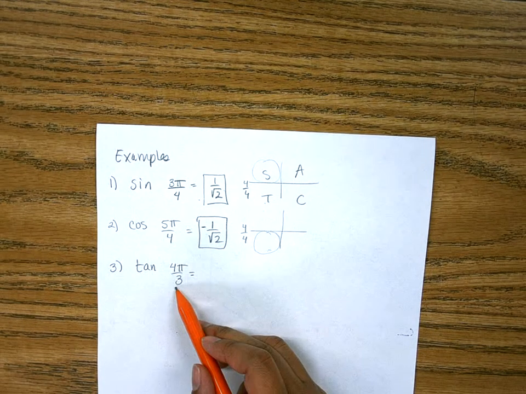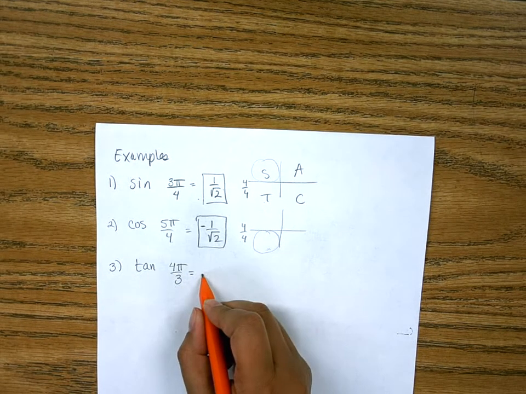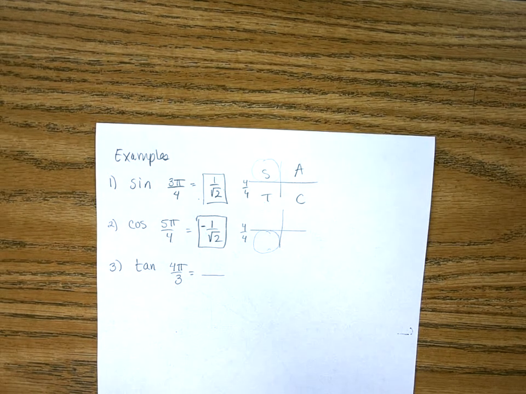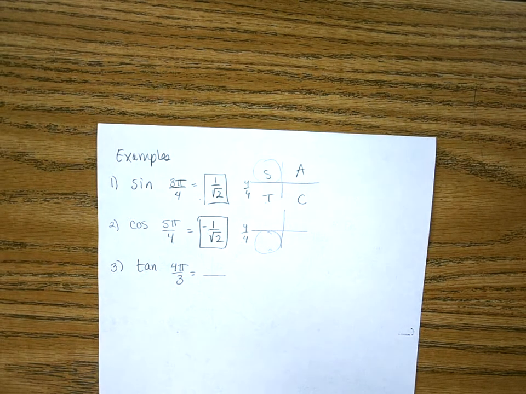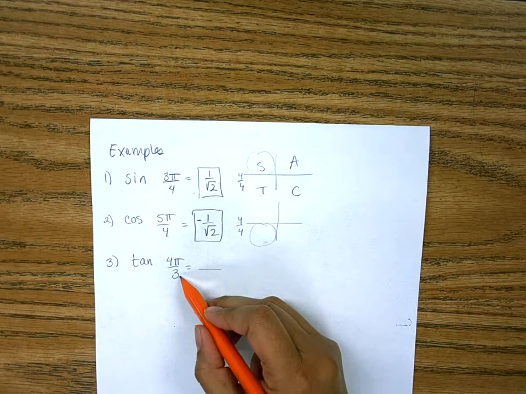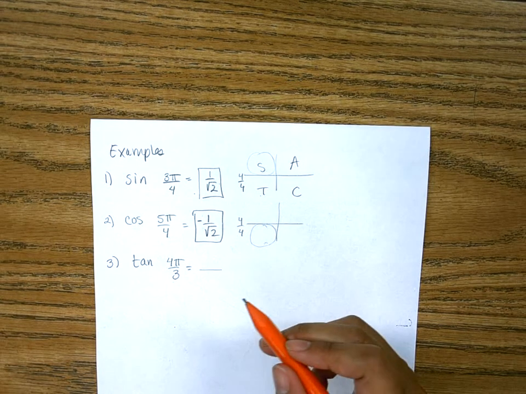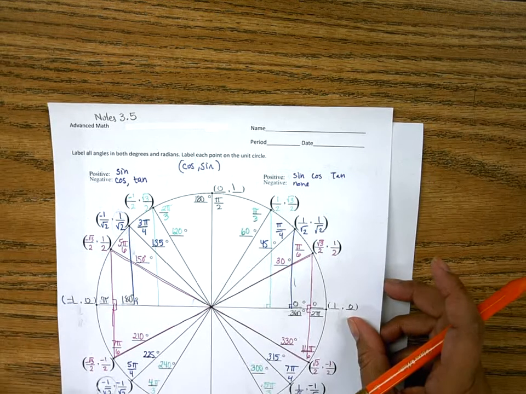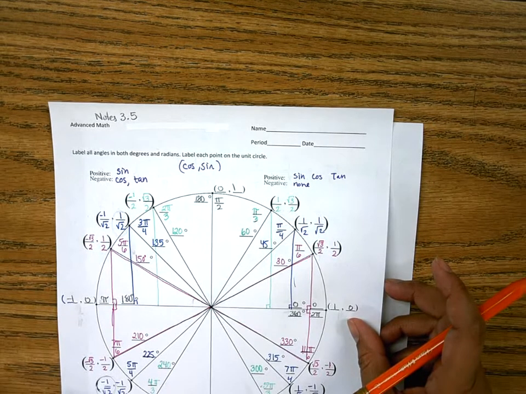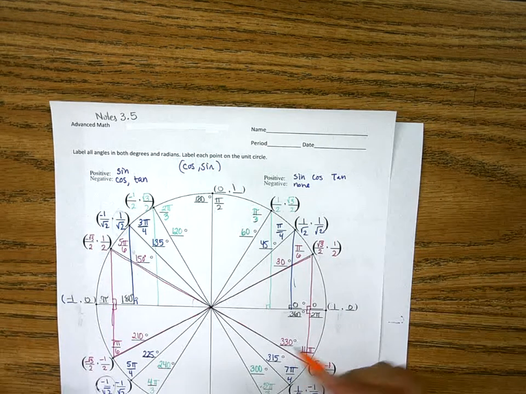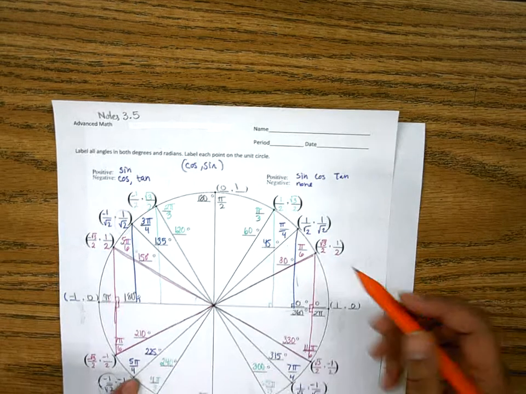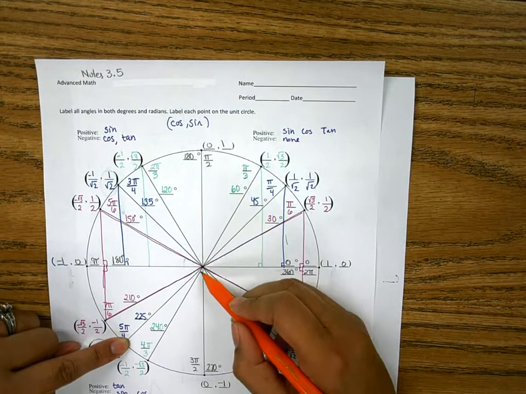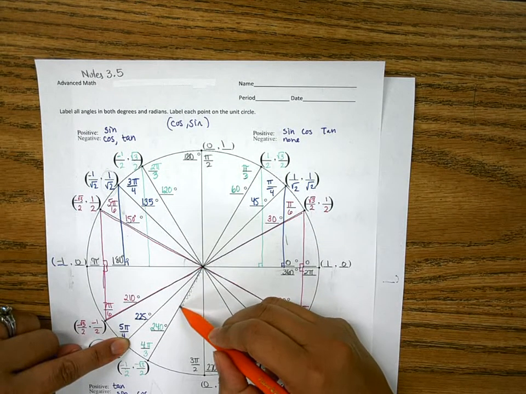Okay, so what's my reference angle? 60 degrees. This one we're not going to use the shortcut just yet. I'll show you the shortcut later. Reference angle is 60 degrees. Let's just use our unit circle on this one. 4 pi over 3, and then I'll show you the shortcut in just a little bit. Okay, 4 pi over 3 is here.